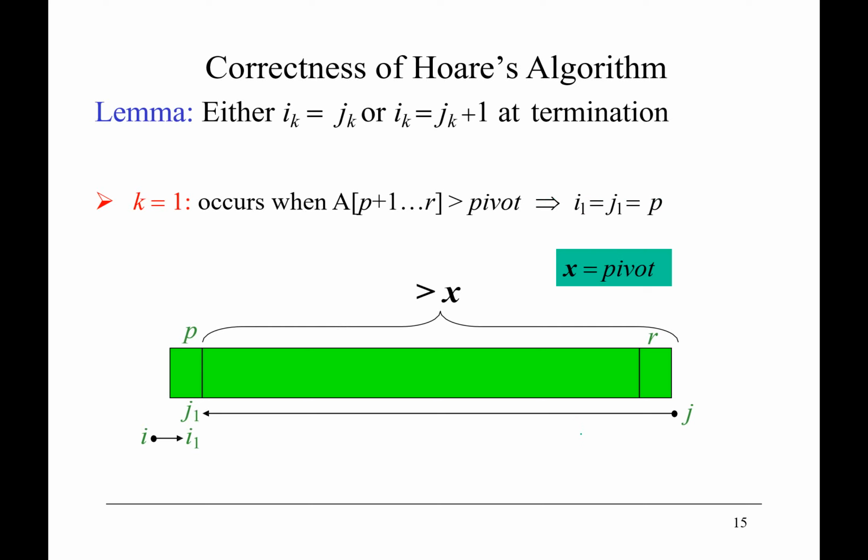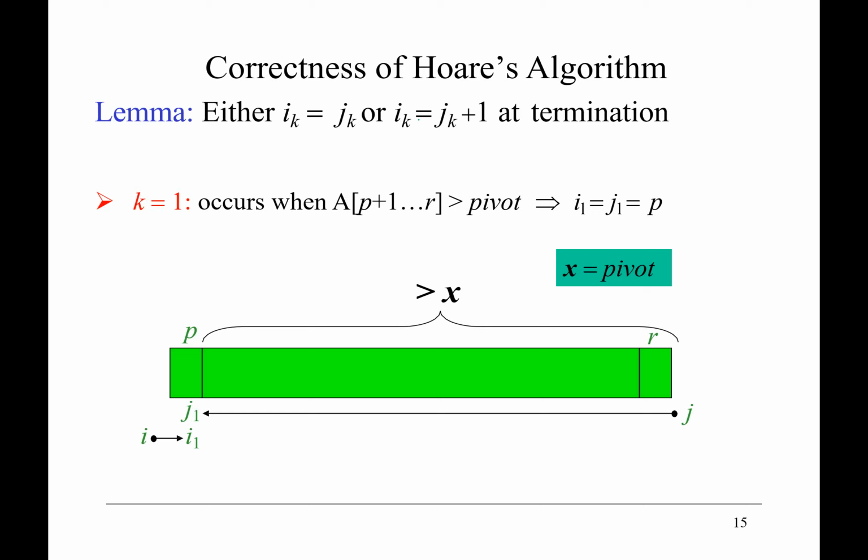We see that at termination, we only have two possibilities. i_k equals j_k, which means in the last iteration i and j meet, right? This is one of the cases. And the question for you is, when do i and j meet? They meet at the same location when it happens. We only have one case: the element at i_k and j_k position happens to be equal to the pivot. In this sort, it allows duplicate elements.